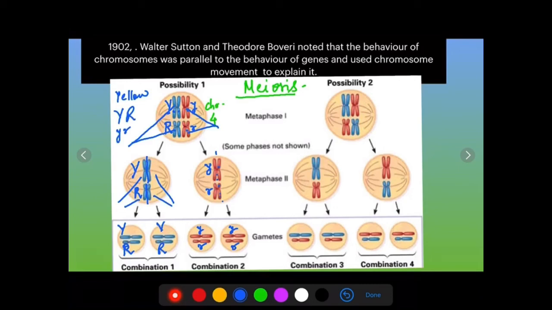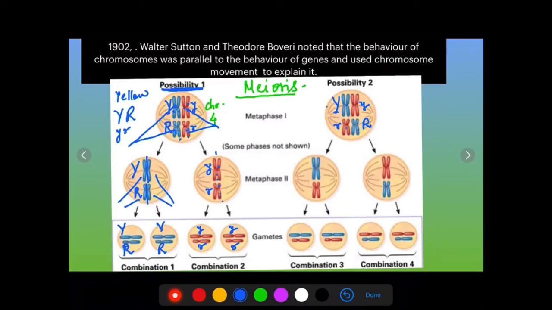What about the other two combinations? Now Sutton and Boveri said that there is a possibility that the alignment of chromosomes may differ. So if this is the alignment of chromosomes in the first case, the alignment can differ in the second case. Here Y is here and small r is here, and small y is here and capital R is here. Can you see the difference? This is blue, blue, red, red, in the same line, and here below the blue is red and below the red is blue.